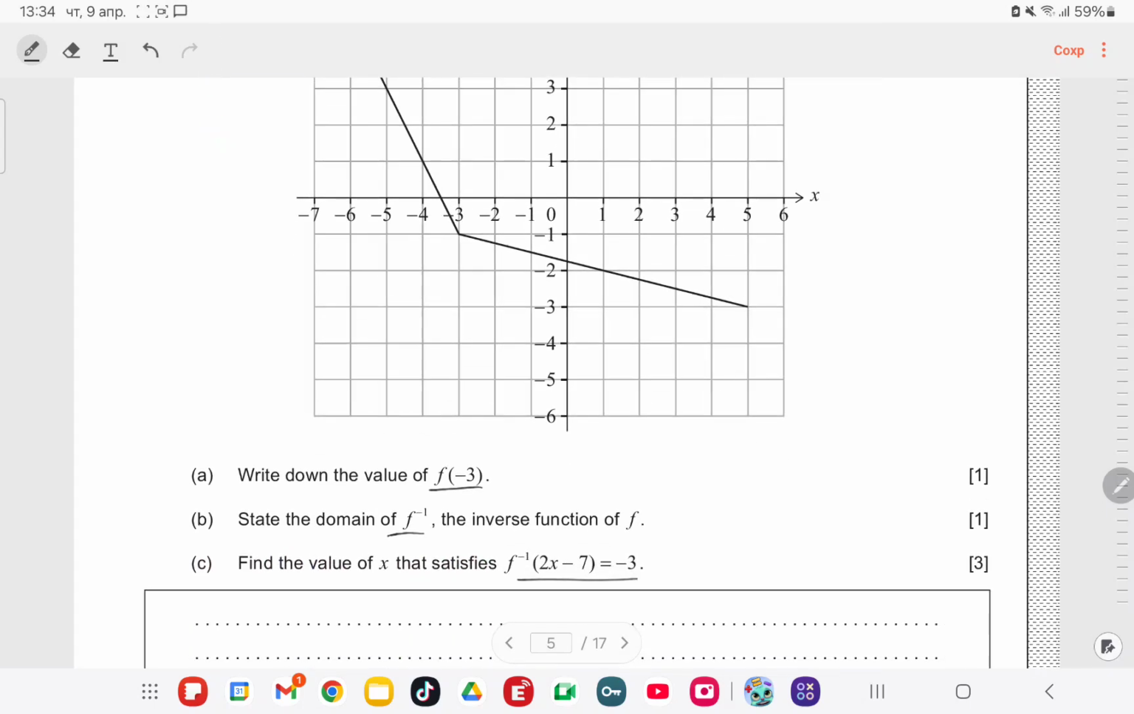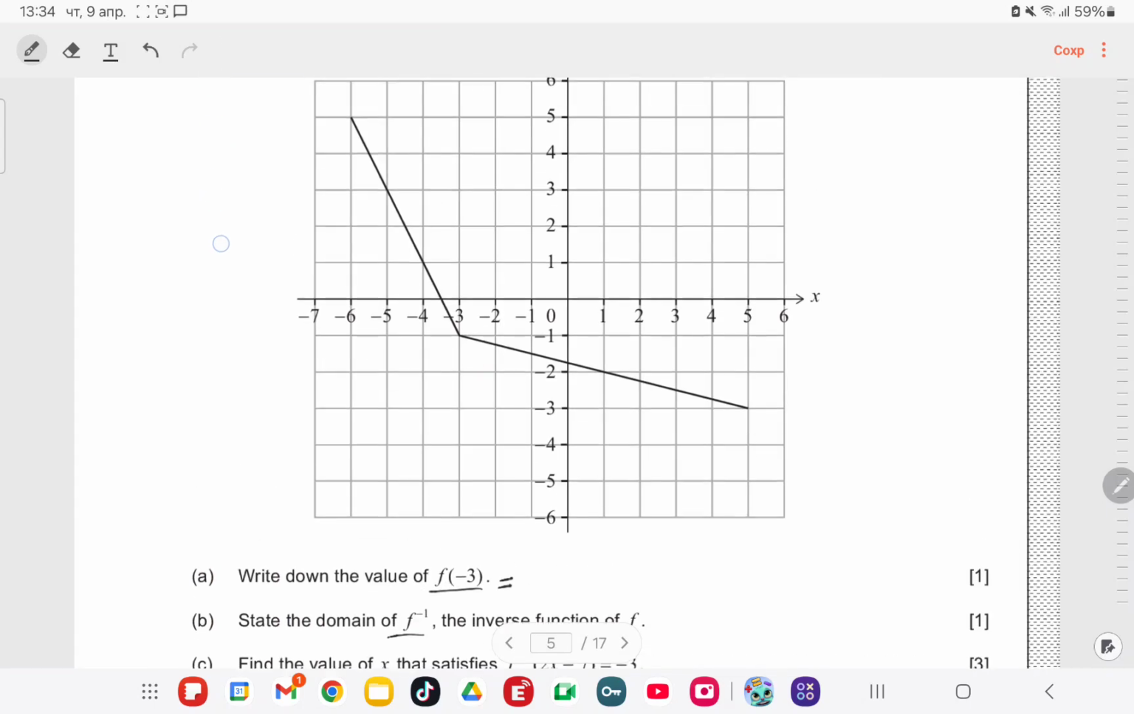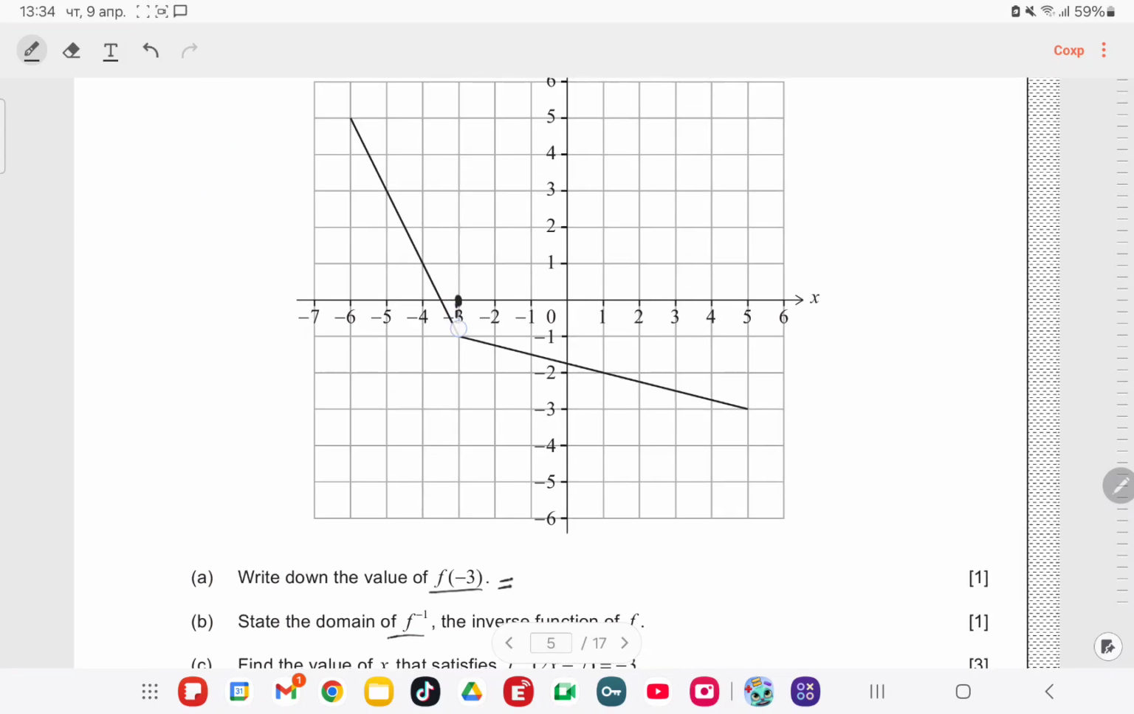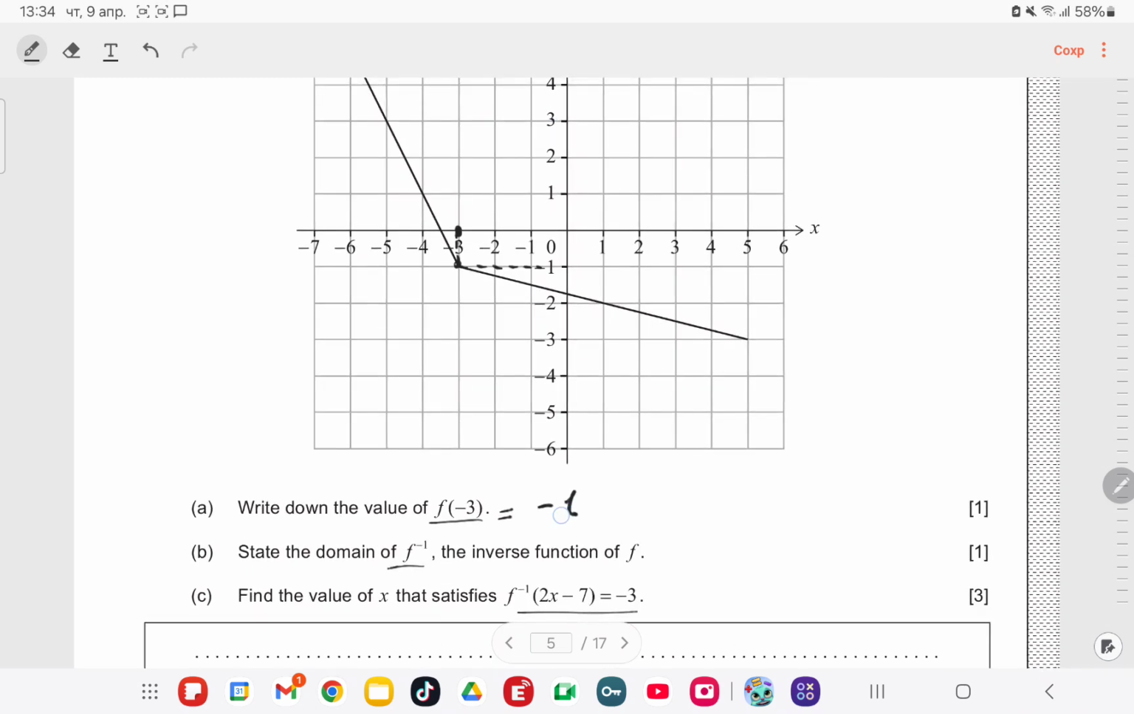So first of all, we have to find f of -3. Straightforward. -3 is here, and we go to the graph and go to the y-axis, right? So it is -1. It is 1 mark for you.